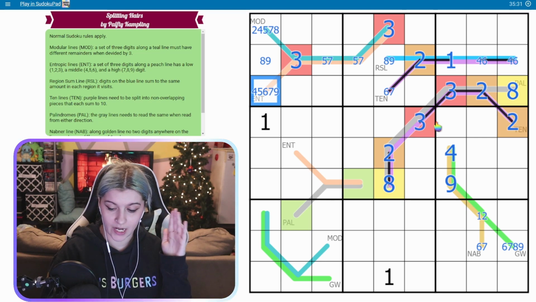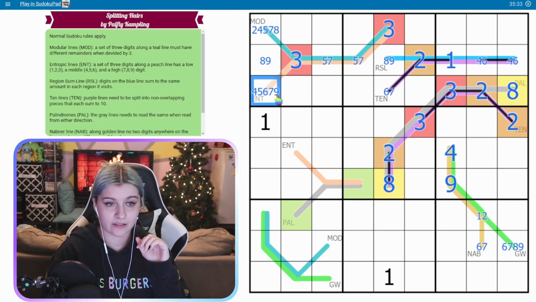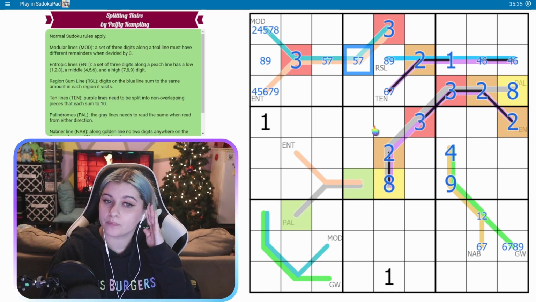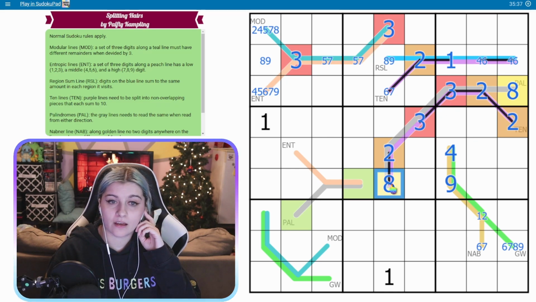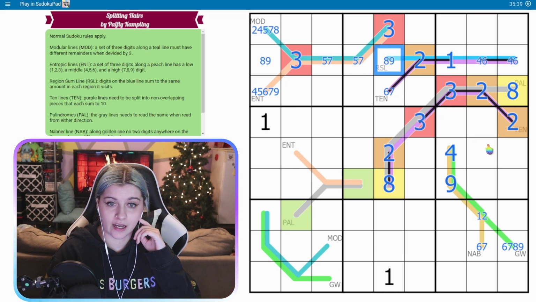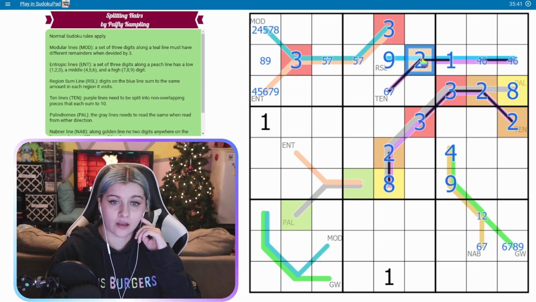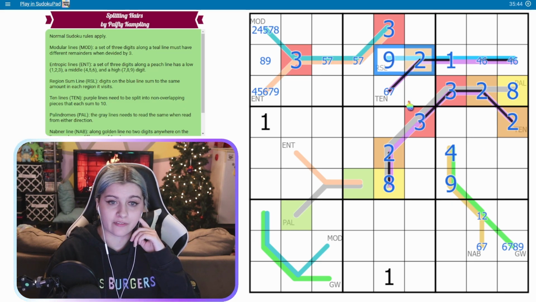Entropic is low, middle, high. So this could still be a 7, 9. So this could still be a 7. That's fine. 8 means this is a 9. Also because this is a 2 and I need this to be 11.